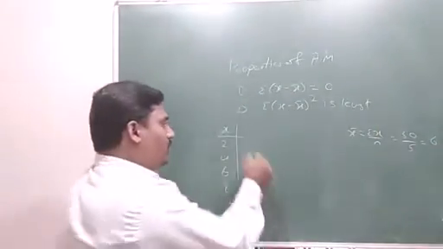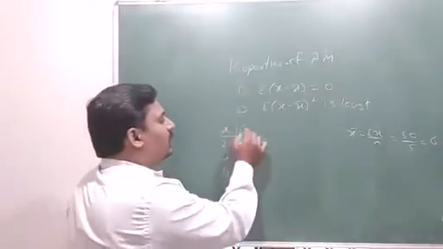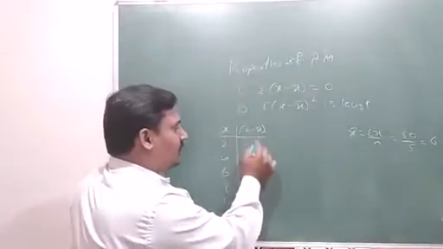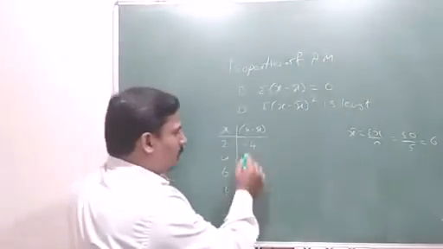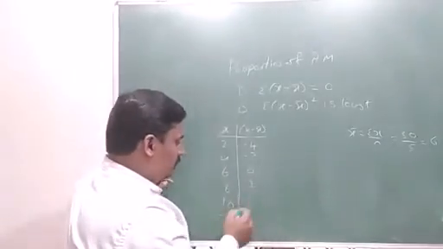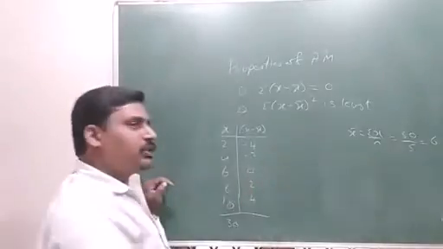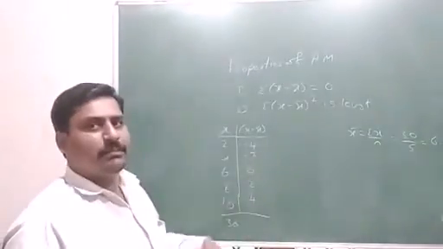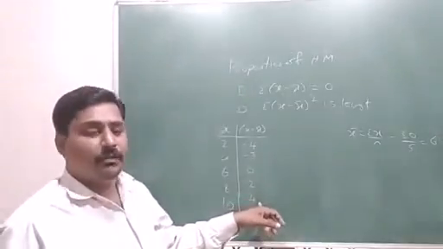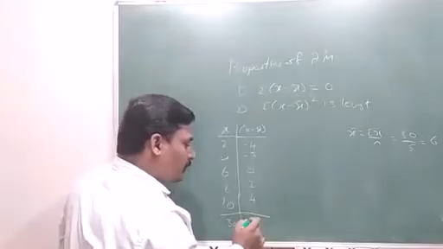6. Now if we deduct 6 from all the values, that is x minus x bar. 2 minus 6 is minus 4, 4 minus 6 is minus 2, 6 minus 6 is 0, 8 minus 6 is plus 2, 10 minus 6 is plus 4. So minus 4 plus minus 2 is minus 6, plus 0 is minus 6, plus 2 is minus 4, plus 4 is 0. So the total of x minus x bar is 0.